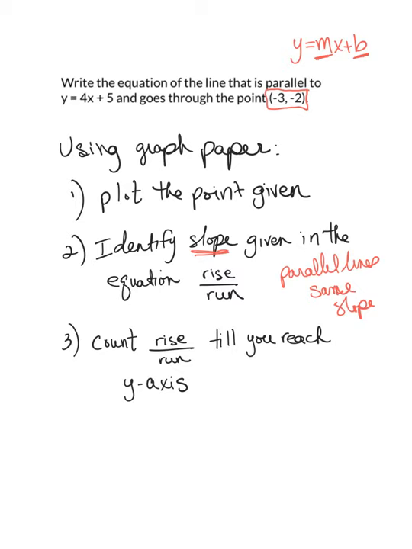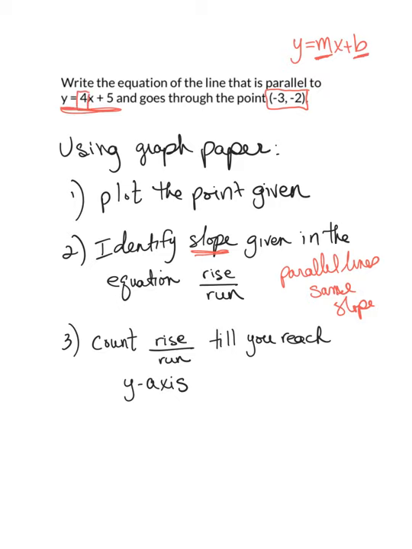And what this question's asking me is I'm writing a new equation that will be parallel to y equals 4x plus 5. So my slope, there's nothing to calculate. We just have to take our slope from the equation given in the question. And so my slope is a +4.